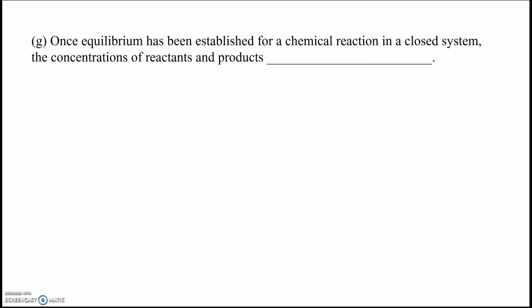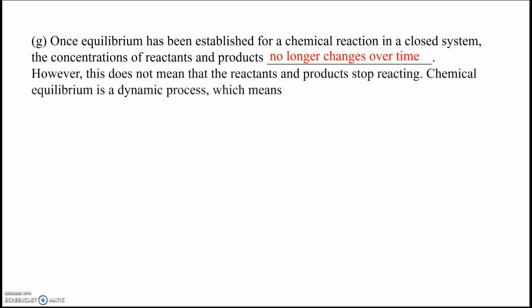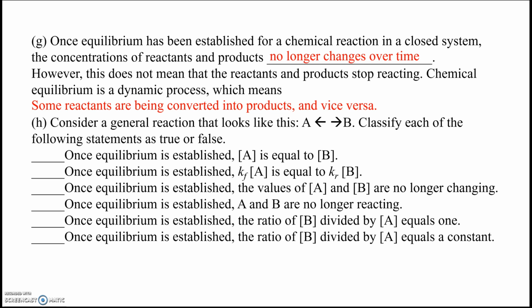Once equilibrium has been established for a chemical reaction in a closed system, the concentrations of the reactants and the products no longer change over time. However, this does not mean that the reactants and the products stop reacting. It's a dynamic process, and that means that some reactants are being converted into products and some products are being converted back into reactants. So we consider a general reaction that looks like this: A reacts and turns into B in some sort of equilibrium state. We want to classify the following statements as true or false.